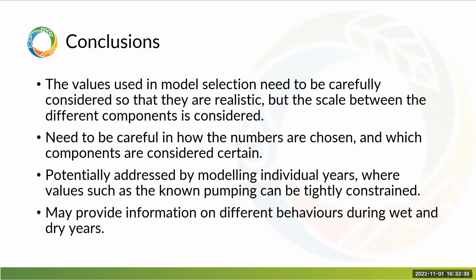In conclusion, the values used in model selection need to be very carefully considered so they are realistic, but the scale between the different components is considered. We need to be careful in how these numbers are chosen and which components are considered certain. Some of these issues could potentially be addressed by modelling individual years, where values such as the known pumping could be very tightly constrained. And this may provide more information on different behaviours of the groundwater during wet and dry years.